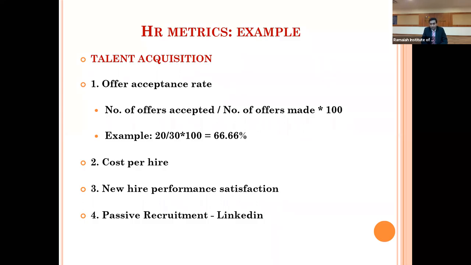As an HR manager, what are you supposed to do? You have to go to LinkedIn and see the employee profile, tenure, which organizations they have worked in, their contribution to the organization, and their knowledge and skills. All this information you can tap easily through LinkedIn. Eventually you can personally connect to the respective employees, maybe through mail, and try to poach them to your organization. This is called passive recruitment.